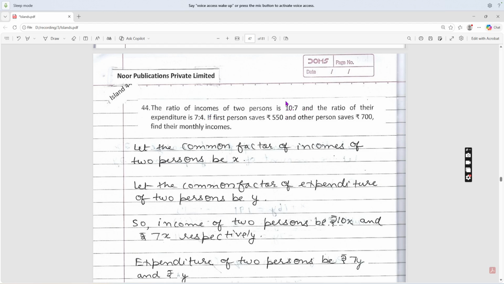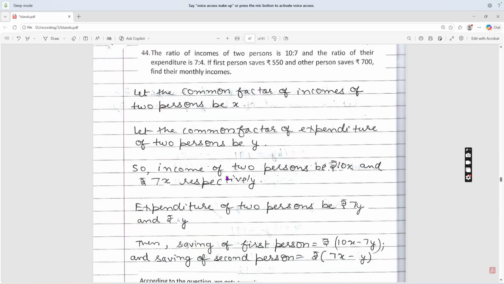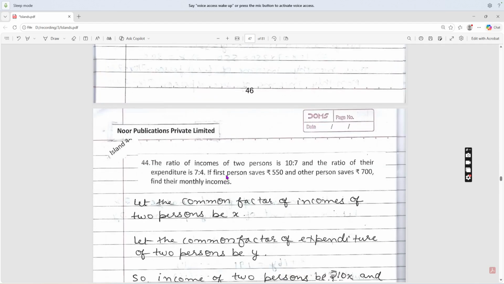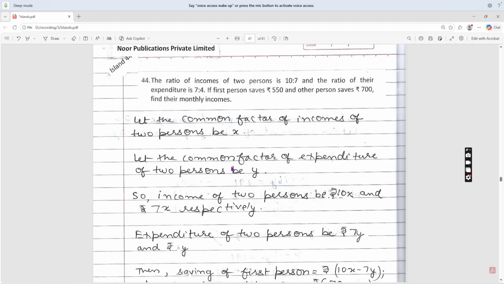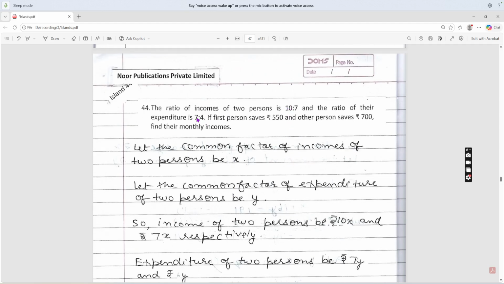Actually it is not horizontal subtraction, it is vertical. I will show you how. Just see, this 10 and this 7 are going to be subtracted, and this 7 and this 4 are going to be subtracted. Let the common factor of incomes of two persons be x. Let the common factor of expenditure of two persons be y. This is the language which we have to use.